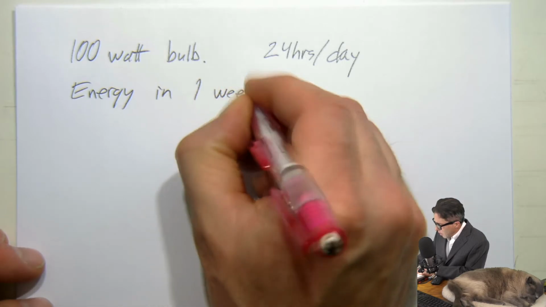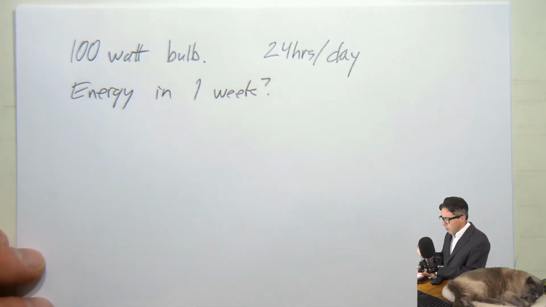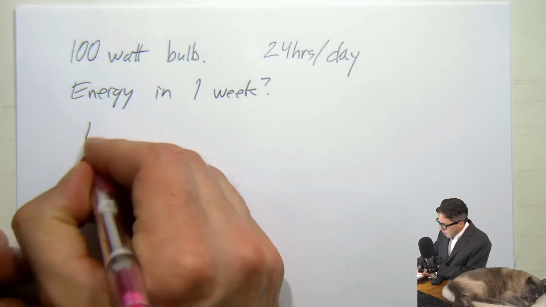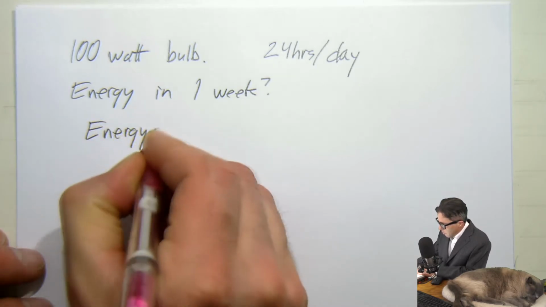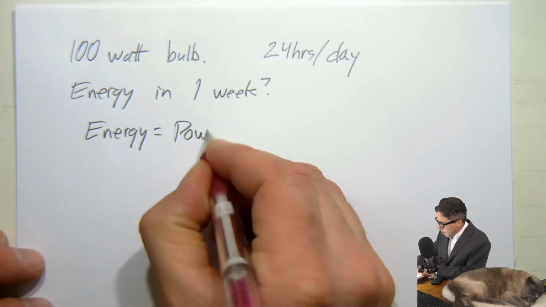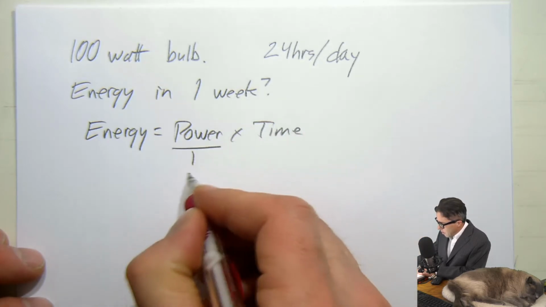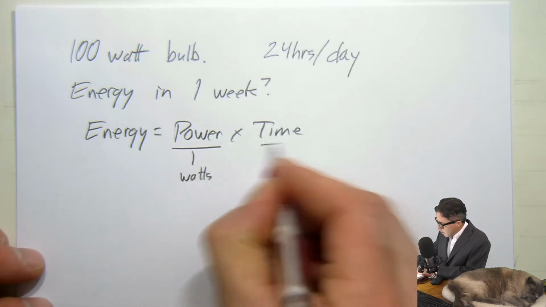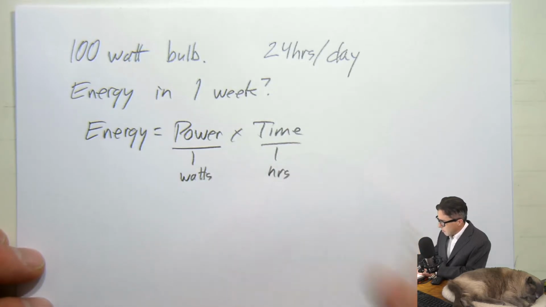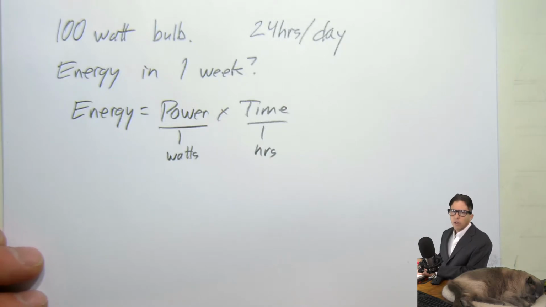Energy used in 1 week. Okay? So, energy, the formula that we just had was power times time. Okay? So power is always in watts. Time is always in hours. And sometimes you've got to do a little math to figure out what your total hours are.